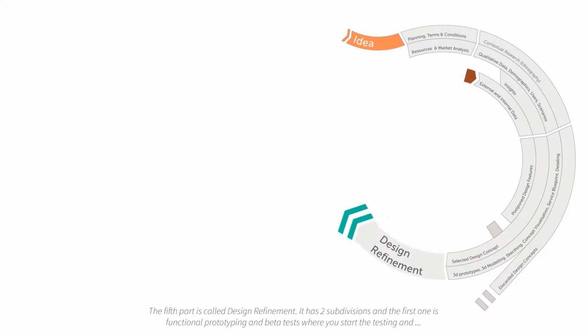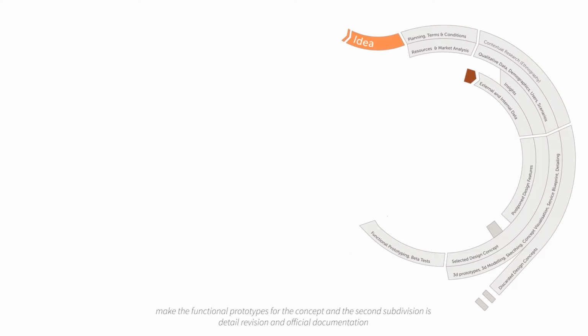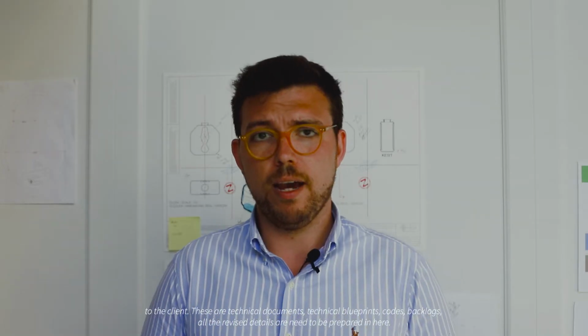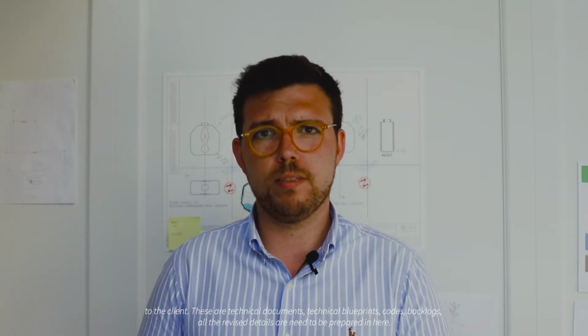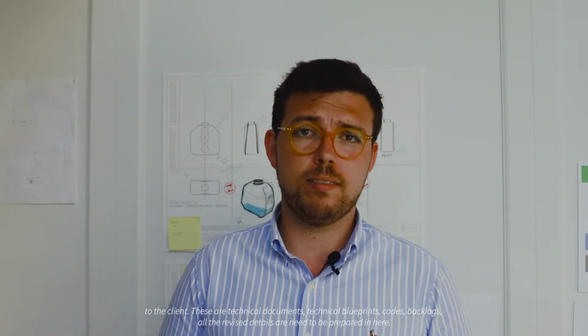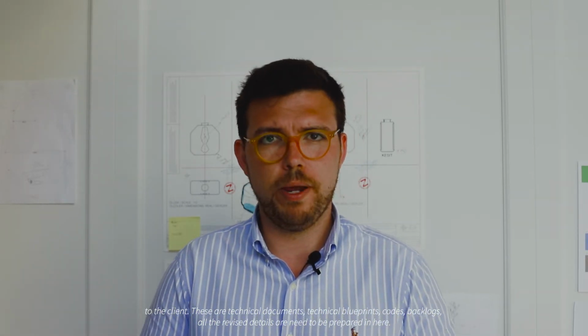The fifth part is called Design Refinements, and it has two subdivisions. The first subdivision is functional prototyping and beta test, where you start making and testing functional prototypes of the selected concept. And the second subdivision is detailed revision and official documentation, where designers need to provide the client with the official documents. These are technical drawings, technical blueprints, the codes, the backlogs, and all the revised details need to be prepared here.